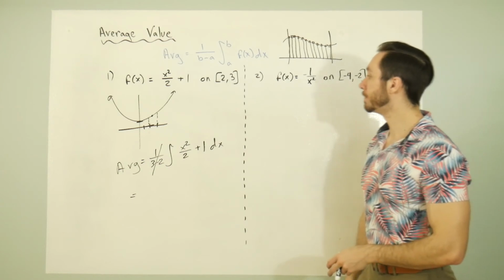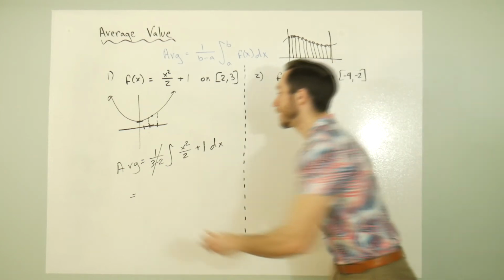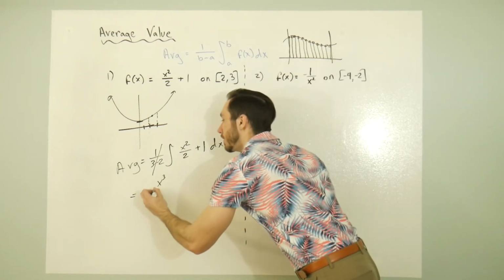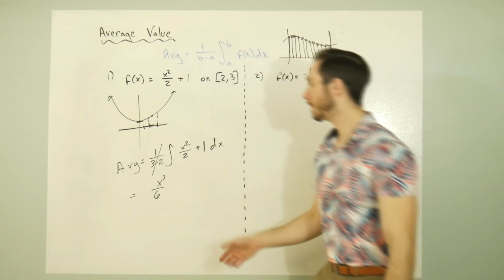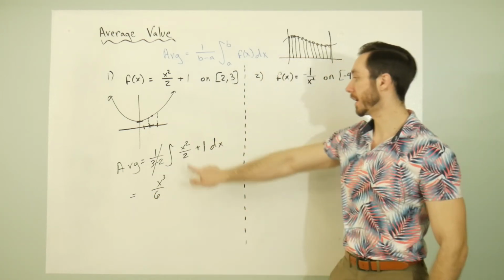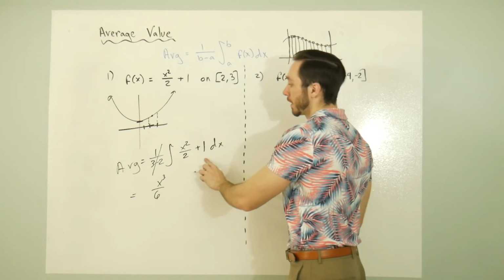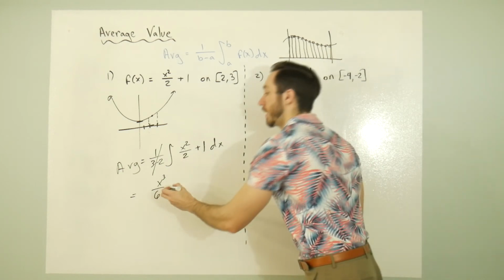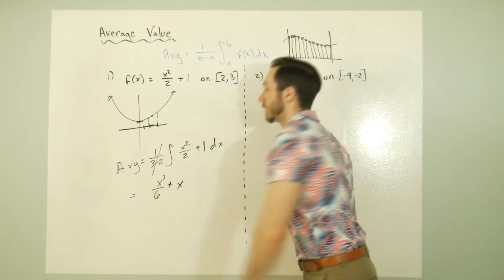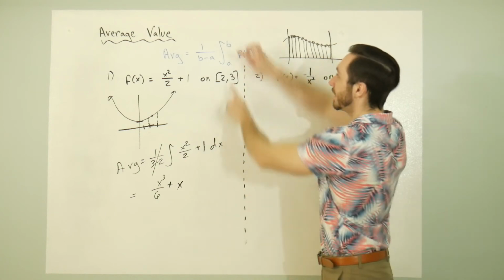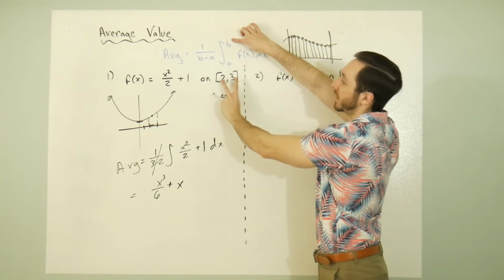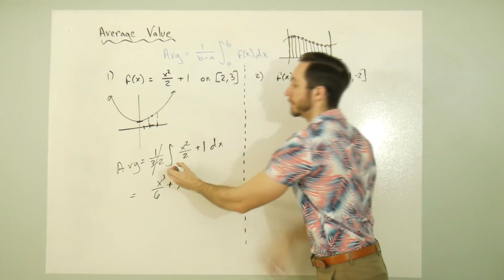All right, so the antiderivative of this is x cubed over 6, right? Bring that 3 up front, 3 over 6 is a half, yep. And then the antiderivative of 1 is just x. Something I forgot: bounds are provided. So here I should have done 2 to 3.